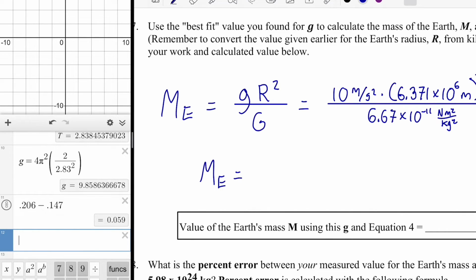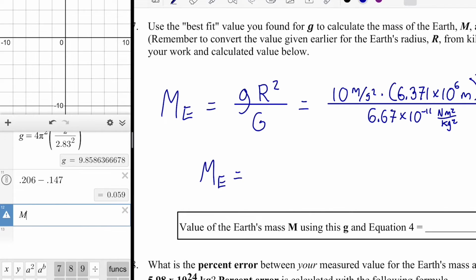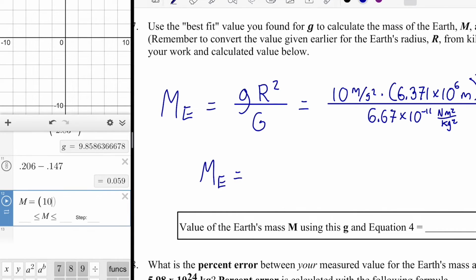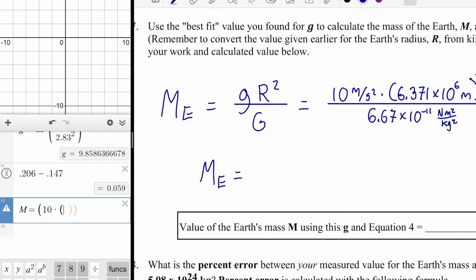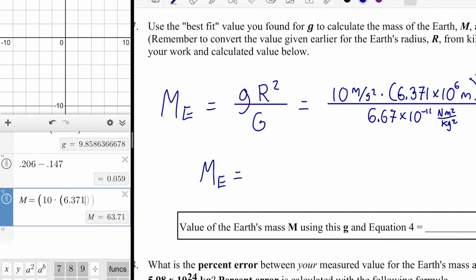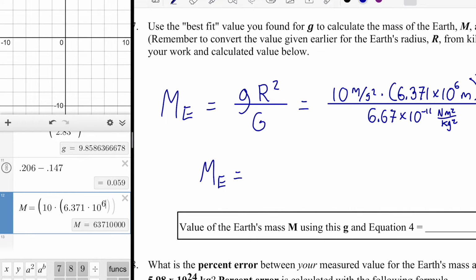But I'll just type in 10, but I will call this M, just big M for the mass of the Earth. I dropped the subscript, because there's only one mass we're talking about here. And then up top, we're just going to have 10, and then times 6.371 times 10 to the sixth power. And then remember to square that.